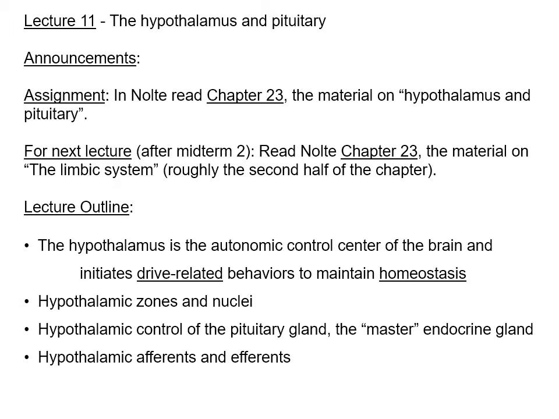The hypothalamus, the definition that I've mentioned so far, is think about homeostasis. So hypothalamus, homeostasis. It is also the autonomic control center of the brain. So its regulation and control of the autonomic nervous system is in part how it maintains homeostasis.